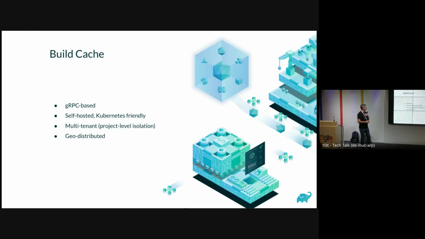All right, so what about the build cache? Our build cache is based on gRPC, and it's self-hosted. Actually, most of the things I showed are self-hosted. We offer sometimes managed installations, but usually clients or customers prefer to run themselves and operate the velocity. It's Kubernetes friendly, and maybe one interesting detail is that it's multi-tenant.